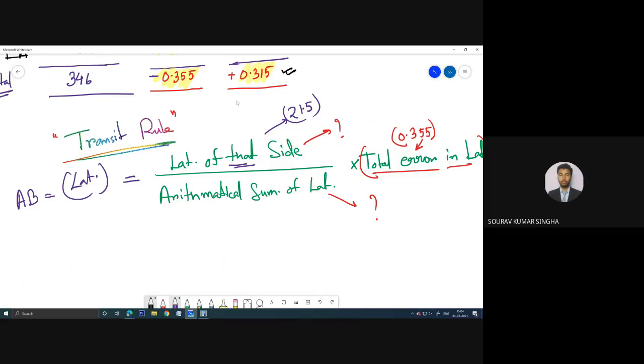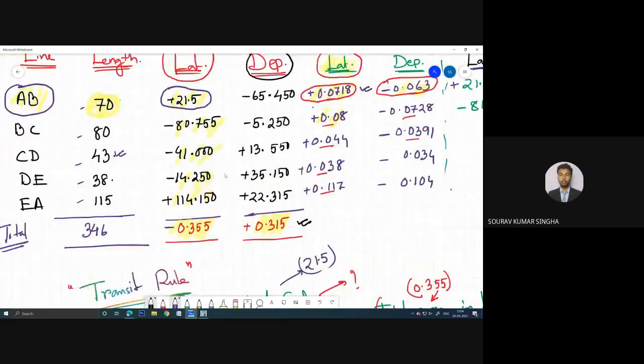Arithmetical sum of the latitude means you need to add just these latitude values without considering the sign. That means 21.5 plus 80.755 plus 41 plus 14.250 plus 114.15. We are not going to consider any symbol when we use this transit rule. Is that clear to everyone?